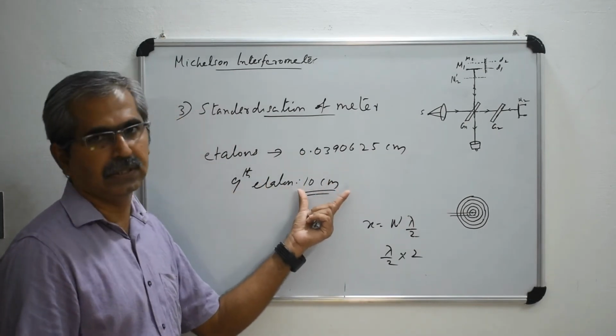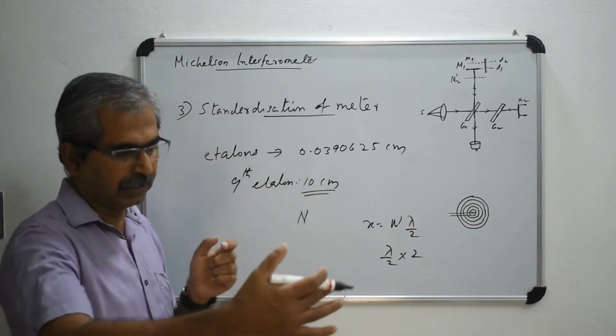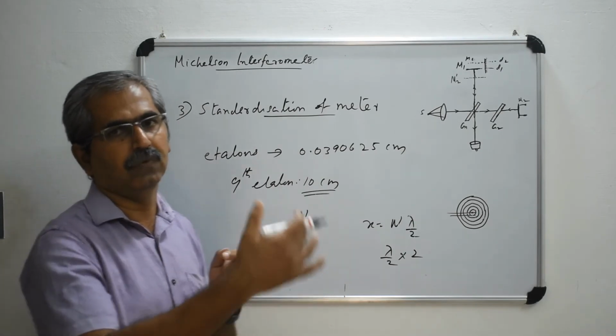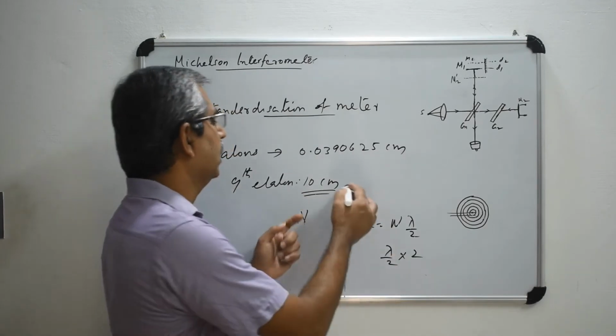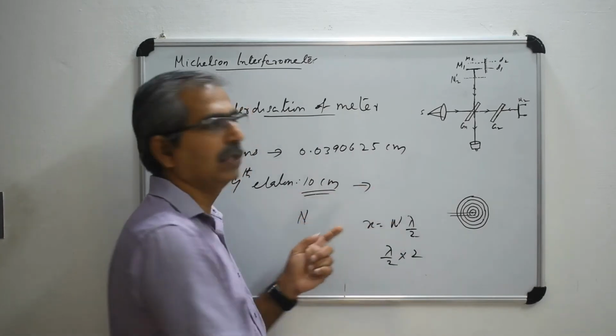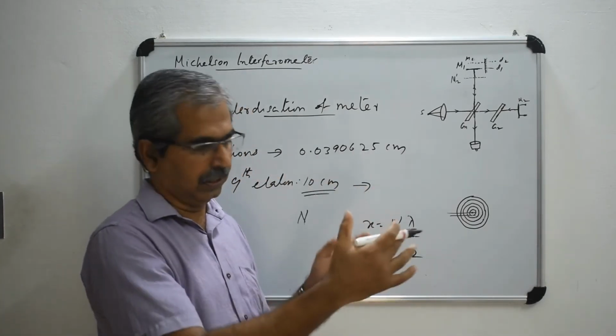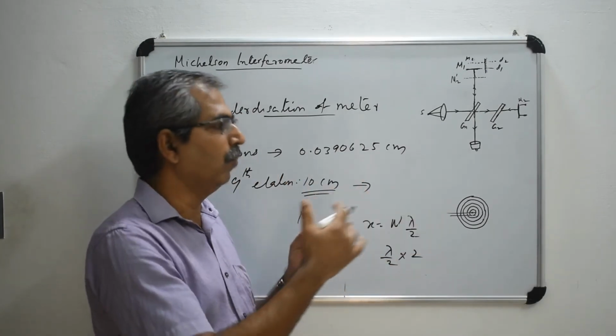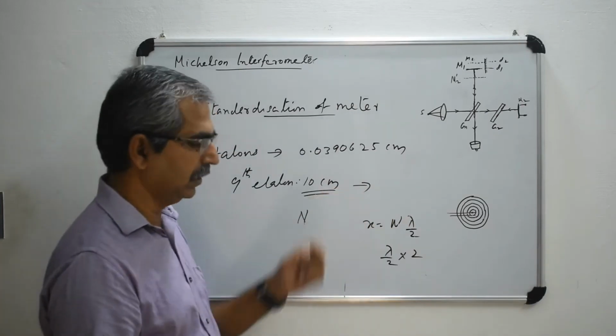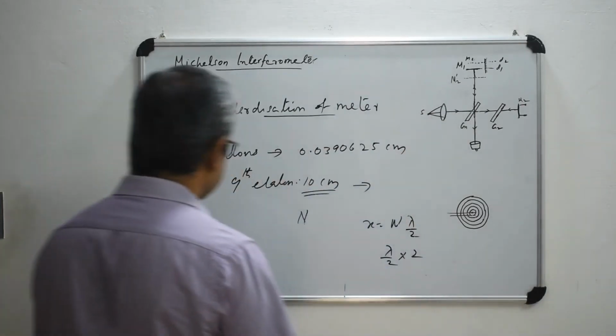In that way, each echelon can be related to the number of wavelengths, and eventually you reach the last echelon, which is equal to 10 centimeters. And for 10 centimeters, how many wavelengths are involved can be counted. From that, we can say what will be the exact number of wavelengths for 1 meter length. So that is how it is standardized.